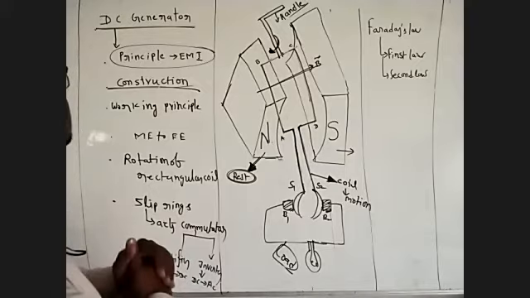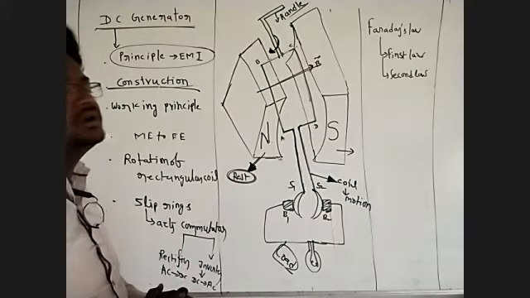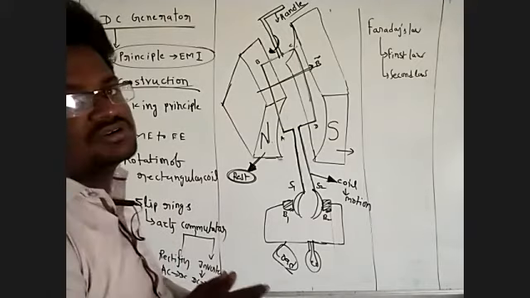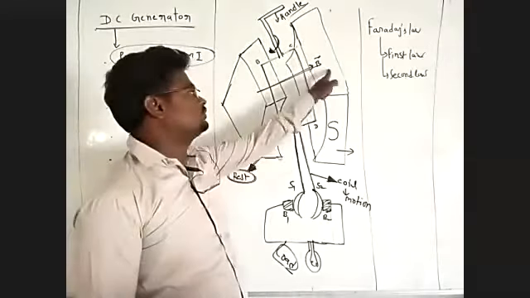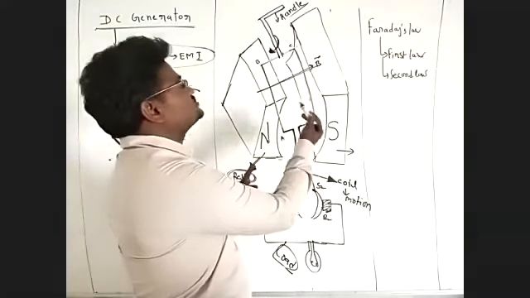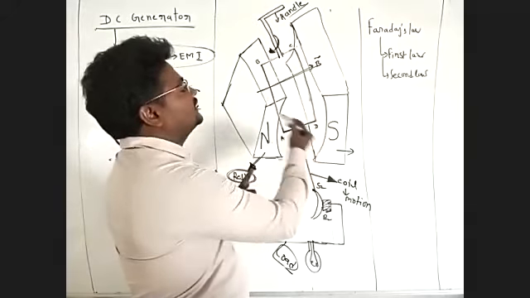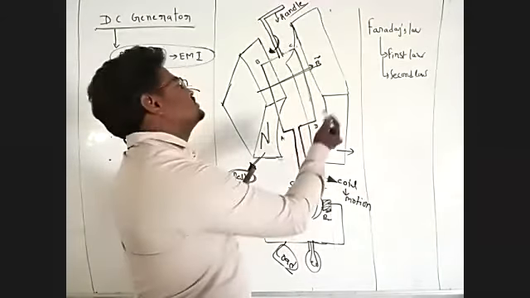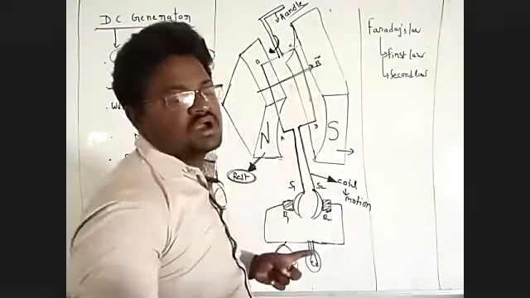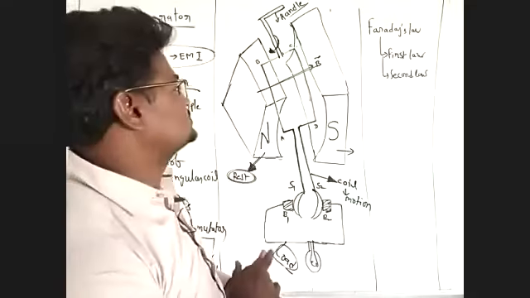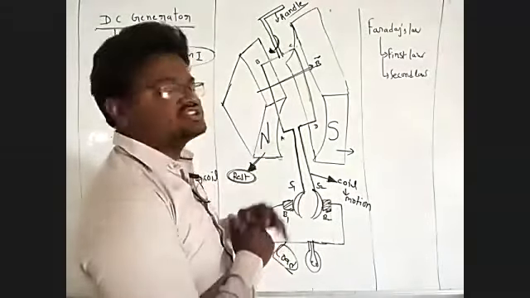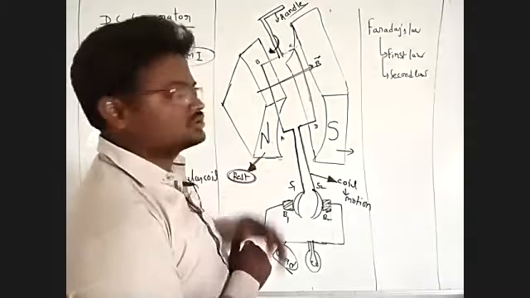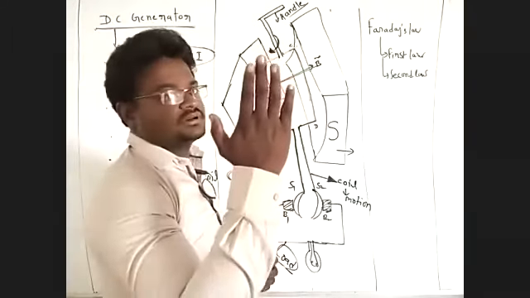So what is the direction of induced current? How can you find it? We know the magnetic field is from the north to the south pole, and the armature, a rectangular coil, is rotating in a clockwise direction. I know two directions: the coil is rotating clockwise, and the magnetic field is from north to south. According to Fleming's right hand rule.